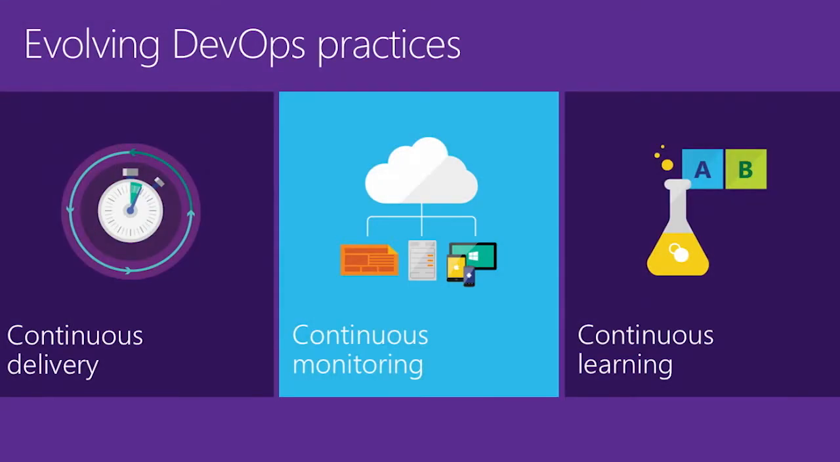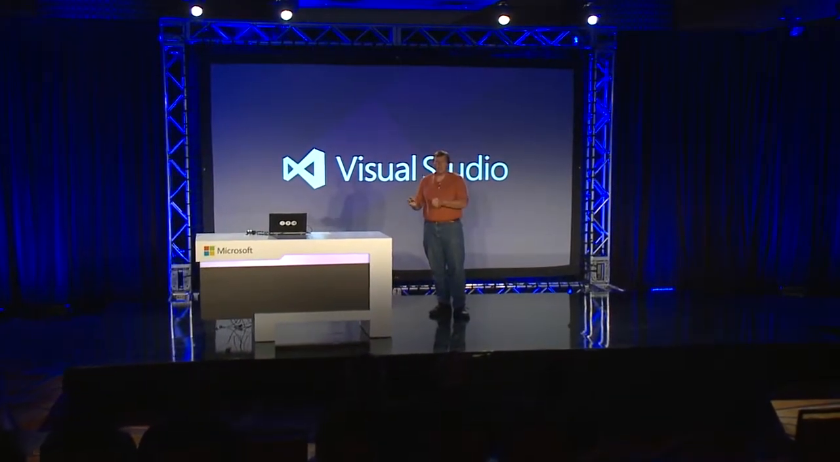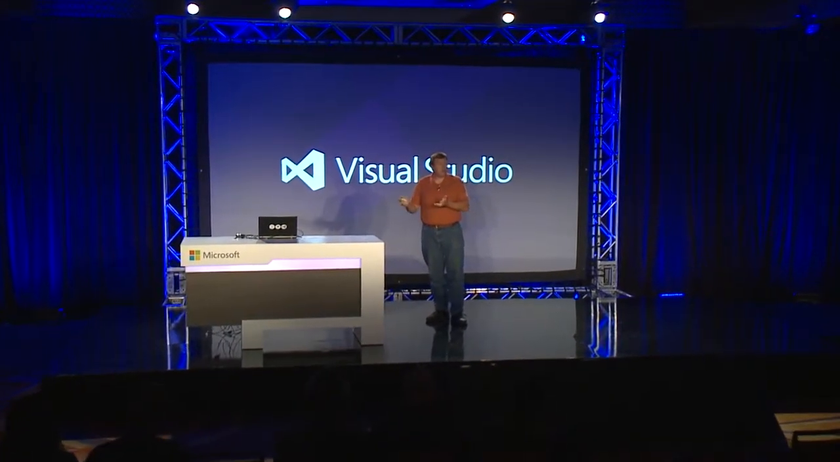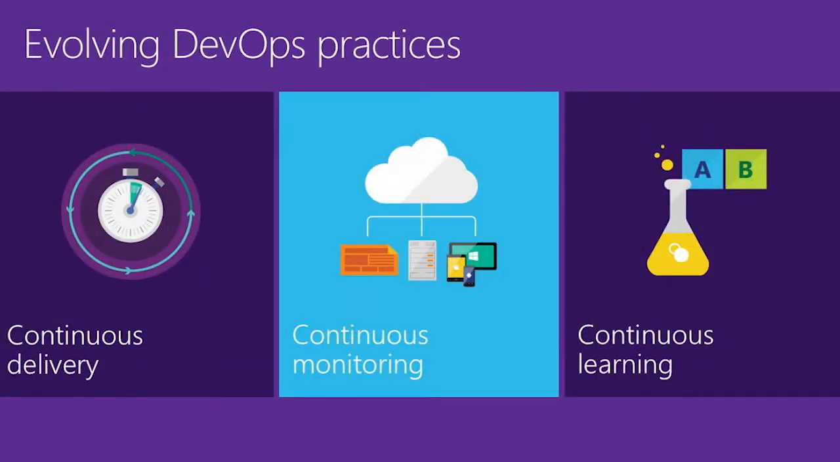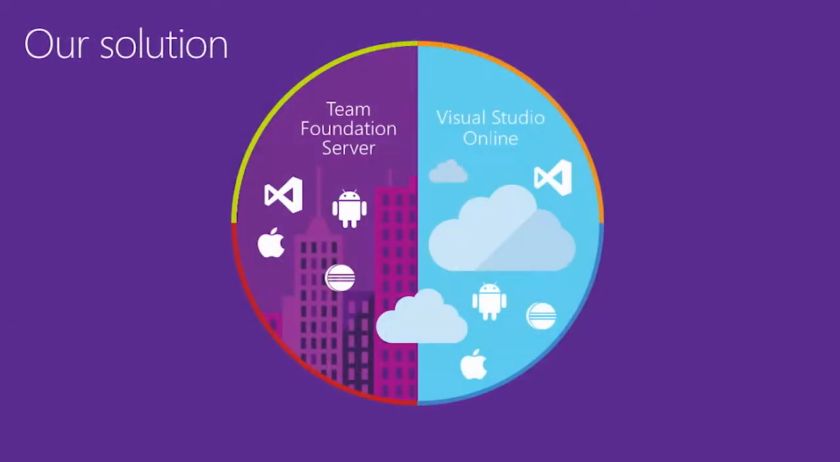And then lastly, continuous learning. So I'm delivering all this stuff. Is anything getting better? And if I decide to make a change, did that change actually help? Did it make it worse? And so continuous learning is all about figuring out how to evaluate the success or failure of the changes that we're making. So these are some of the key evolving practices in the industry.